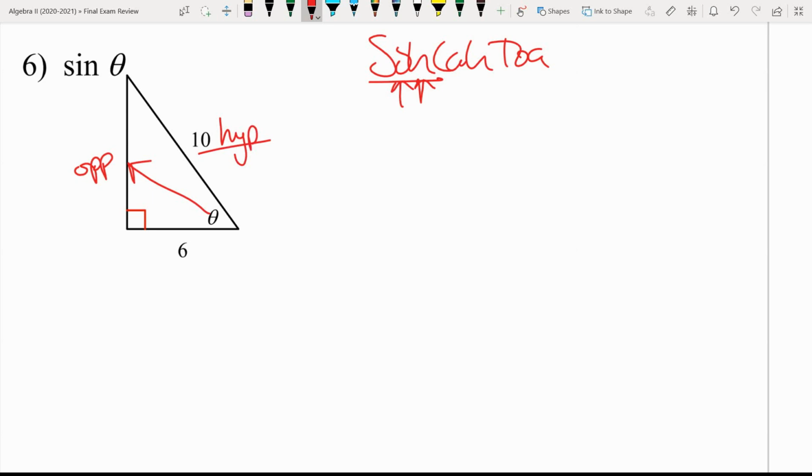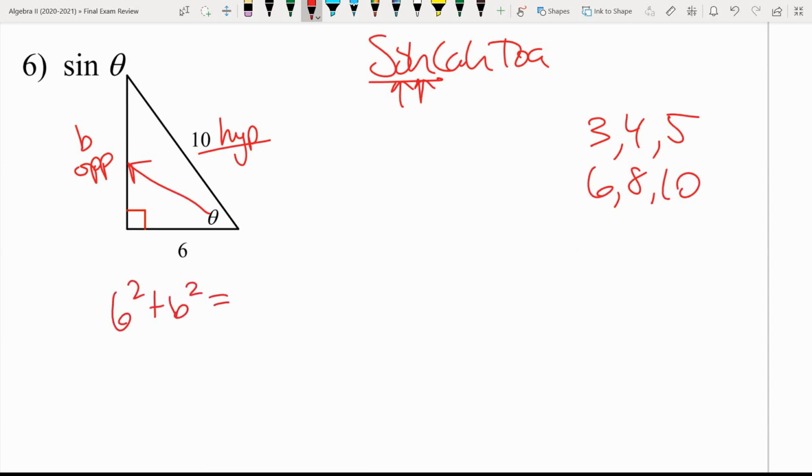You might recognize this as a Pythagorean triple. Pythagorean triples are whole numbers that end up being the sides of a right triangle, like 3, 4, 5. But you can do multiples of that, like 6, 8, and 10. In fact, that's what this is. If we were to use the Pythagorean theorem on this, let's say 6 squared plus b squared equals 10 squared, we would actually find that b equals 8. So if you recognize that, that's great. You don't have to do this work, but you can still do the Pythagorean theorem to find it out.